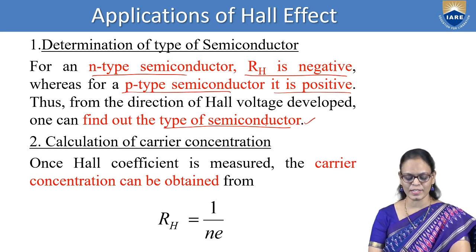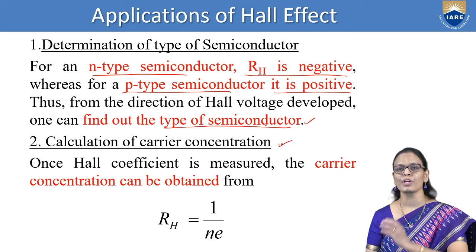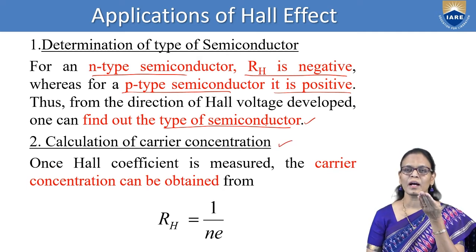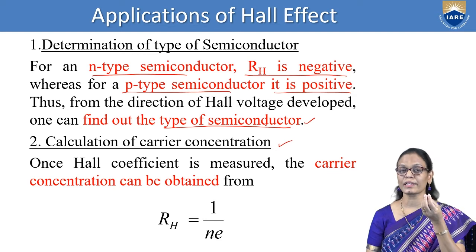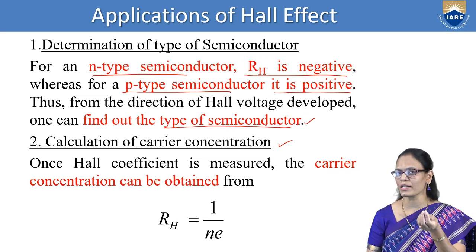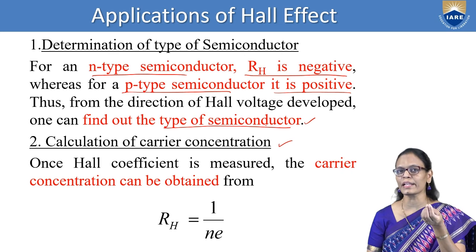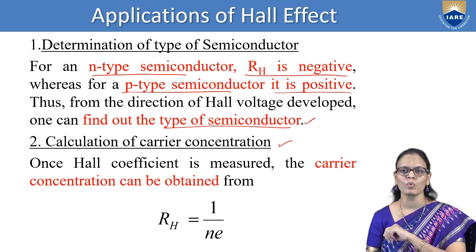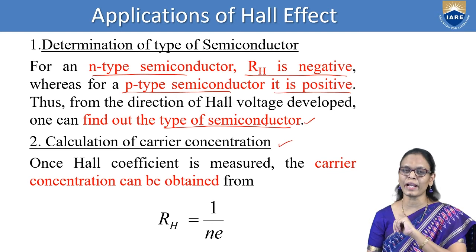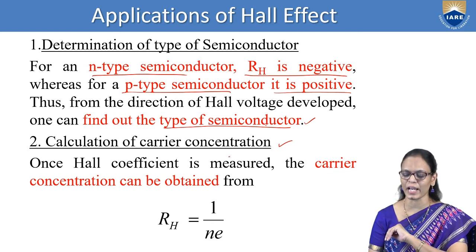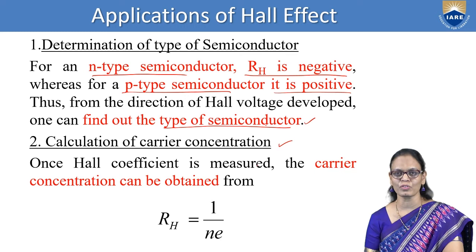The second one is you can calculate the carrier concentration. You are given a semiconductor and you want to know the carrier concentration, which we also call the density of charges or charge density. You can call it in any way, it is the number of charges per unit volume. So how do you get the concentration of charge carriers? By knowing the value of RH.